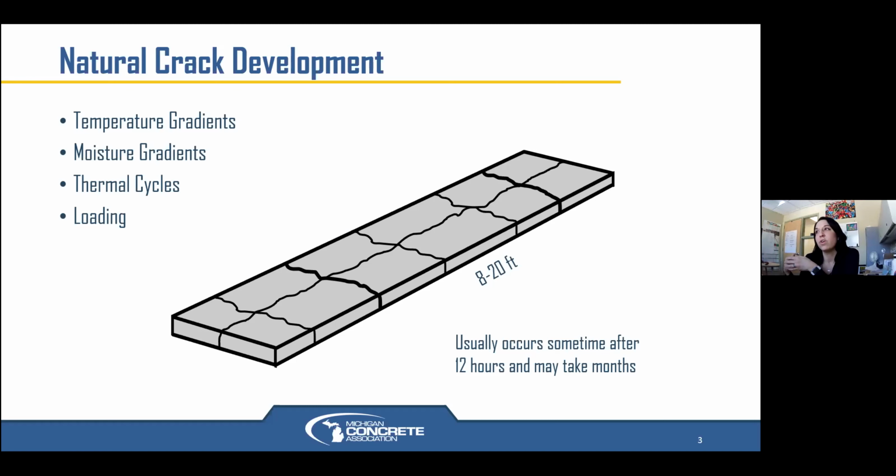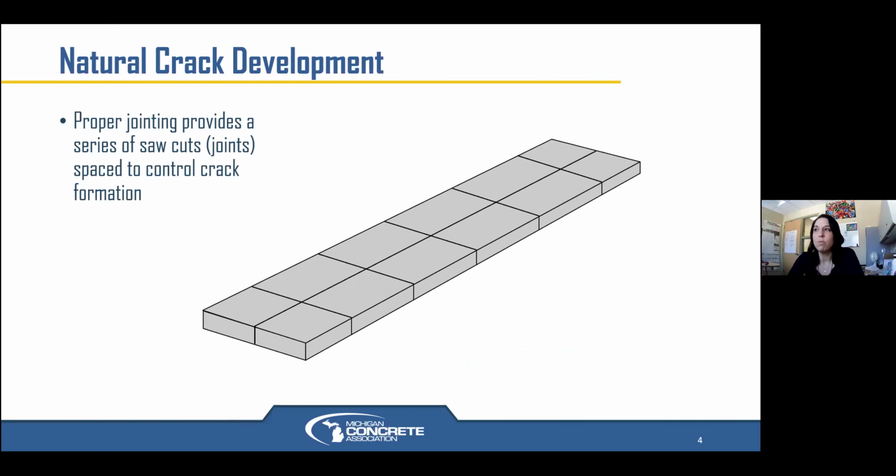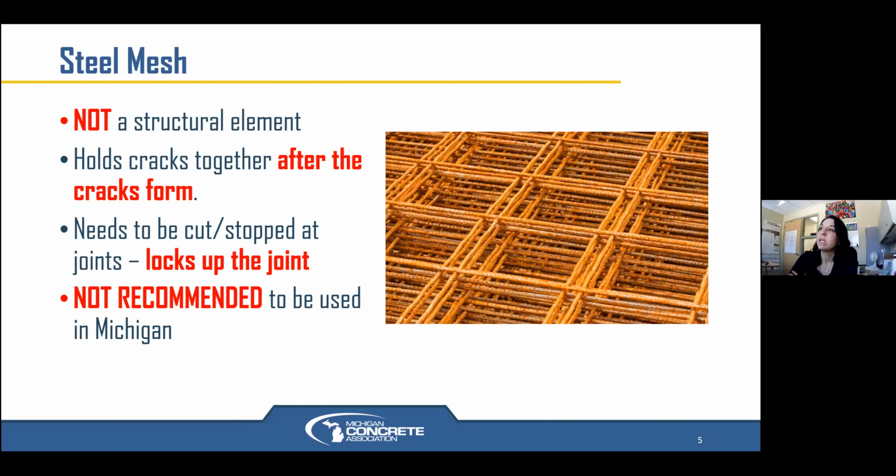So with natural crack development, it all depends on your temperature gradients, the moisture gradients, the thermal cycles of the environment, and loading. Cracking usually occurs sometimes after 12 hours, but it may take months to actually see the cracks. What we want to do is joint our concrete pavements to control and give relief areas and actually help those cracks to go into a more aesthetically pleasing pattern. So we provide a series of saw cuts or joints spaced strategically to control crack formation.